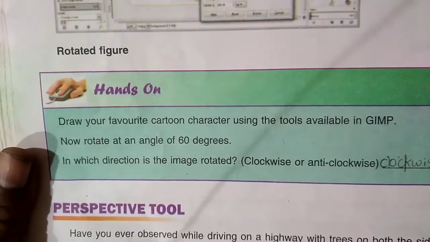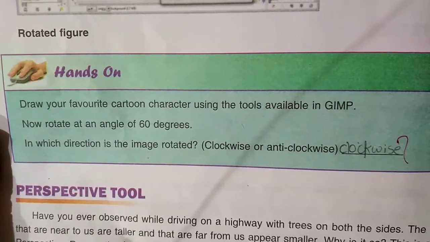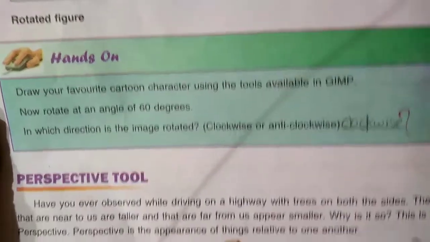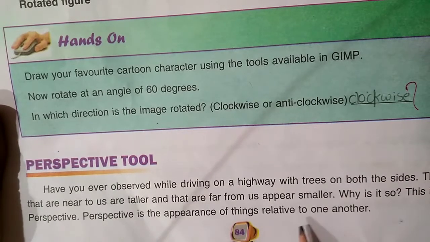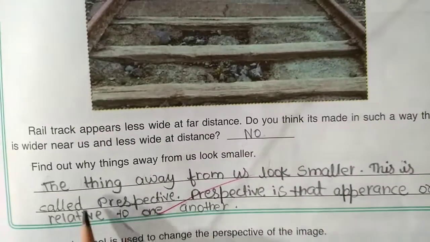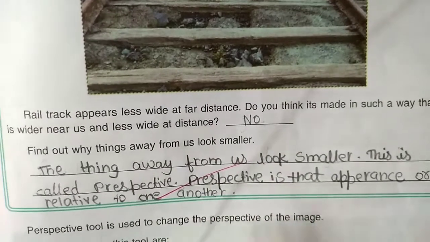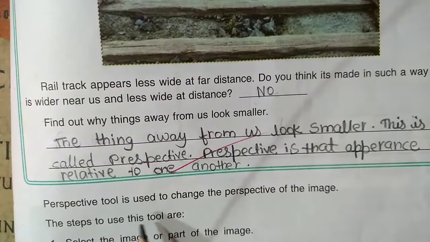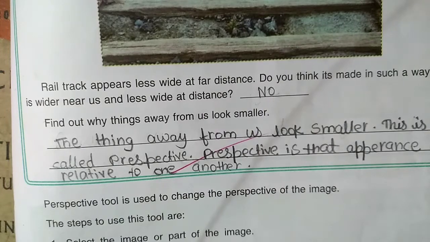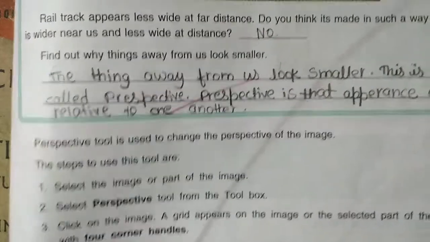Perspective tool. Have you ever observed while driving on a highway with trees on both the sides? The trees that are near to us are taller and those that are far appear smaller. Why is it so? This is called perspective. Perspective is the appearance of things relative to one another. The thing away from us looks smaller. Perspective tool is used to change the perspective of the image. The steps to use this tool: select the image, select perspective tool, click on the image, the perspective dialog box appears, press enter.